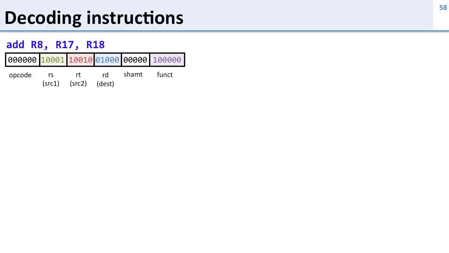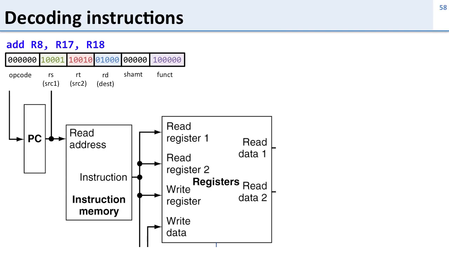So here's an instruction, we've looked at this before. It's an add instruction, an R-type instruction, so it specifies 3 register values, and you can see the parts of the instruction. It has an opcode, 3 registers, a shift amount, and a function description. And let's get an idea for how these are used to figure out how to control the processor.